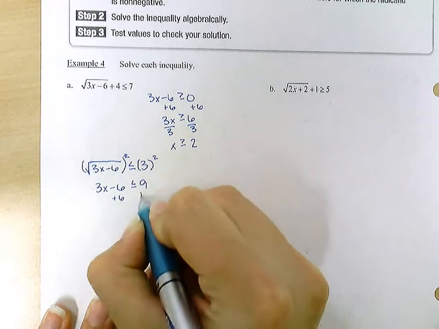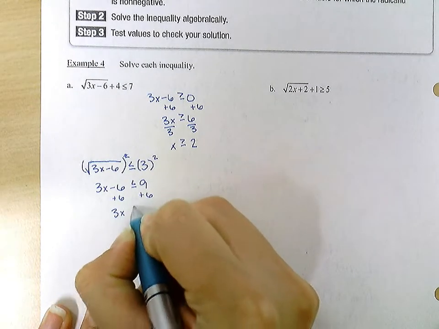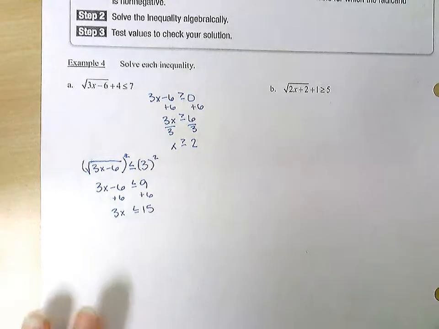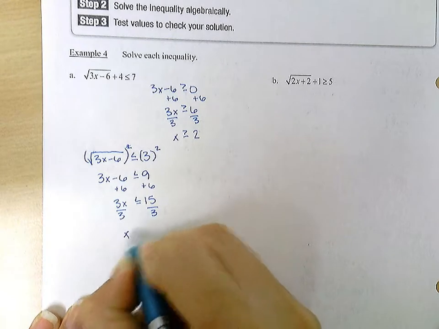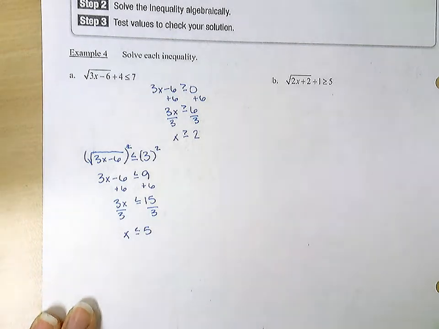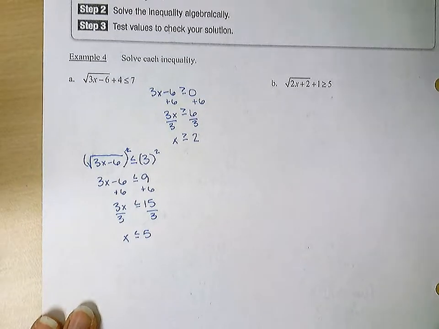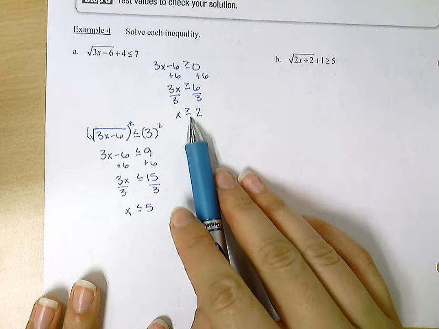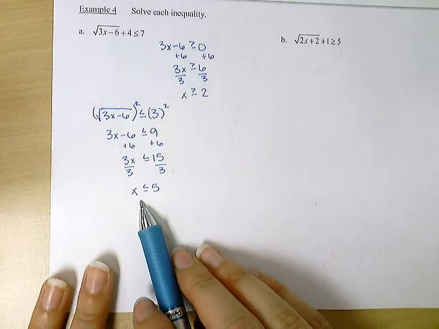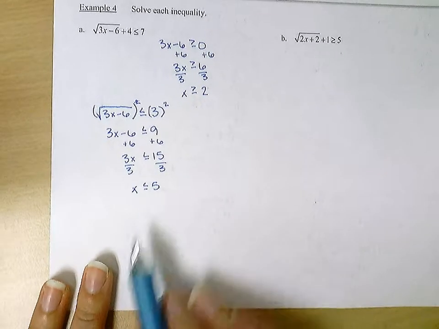So add 6. And divide by 3. So now as my answer, what I have is x has to be greater than or equal to 2, and x has to be less than or equal to 5.